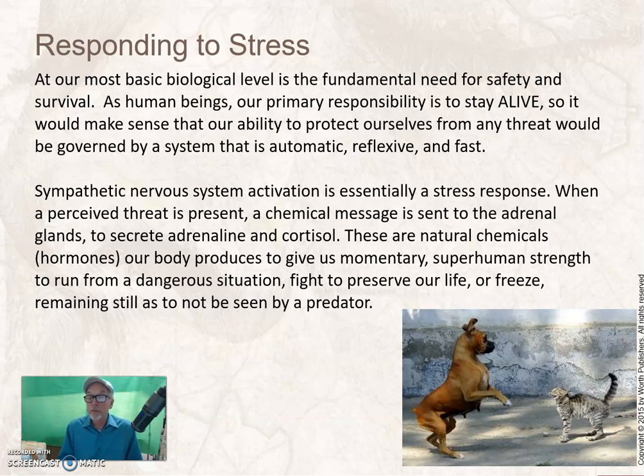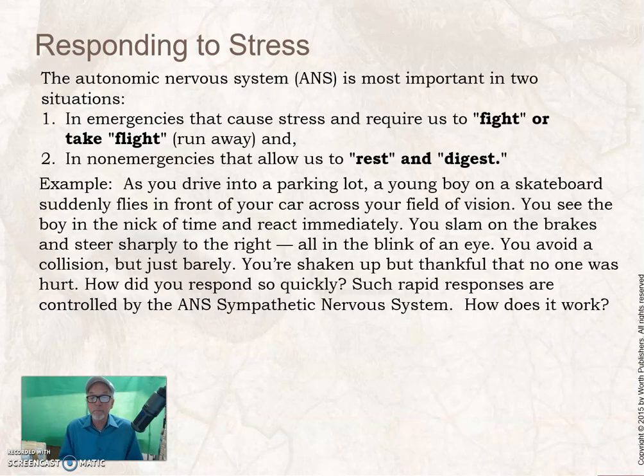When a perceived threat is present, a chemical message is sent to the adrenal glands to secrete adrenaline and cortisol. These are natural chemicals or hormones our body produces to give us a momentary, if not somewhat superhuman strength, so that we can run from a dangerous situation, we can fight to preserve our life, or freeze, remaining really still as to not be seen by a predator. The autonomic nervous system is most important in two ways: in emergencies that cause stress and require us to fight or take flight, sympathetic response, or in non-emergencies that allow us to rest and digest, parasympathetic.